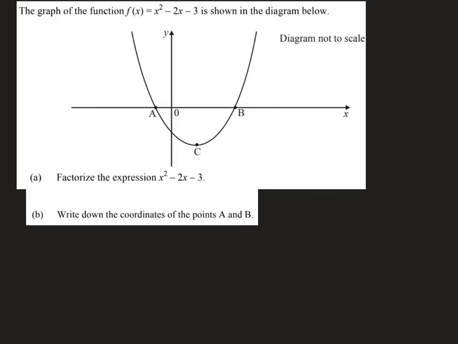Question 2 is on quadratics and is pretty much indicative of the type of question which you can expect at some point in one of the papers. We are provided with the quadratic equation here. We can see the graph and we're asked to factorize the expression in part A.